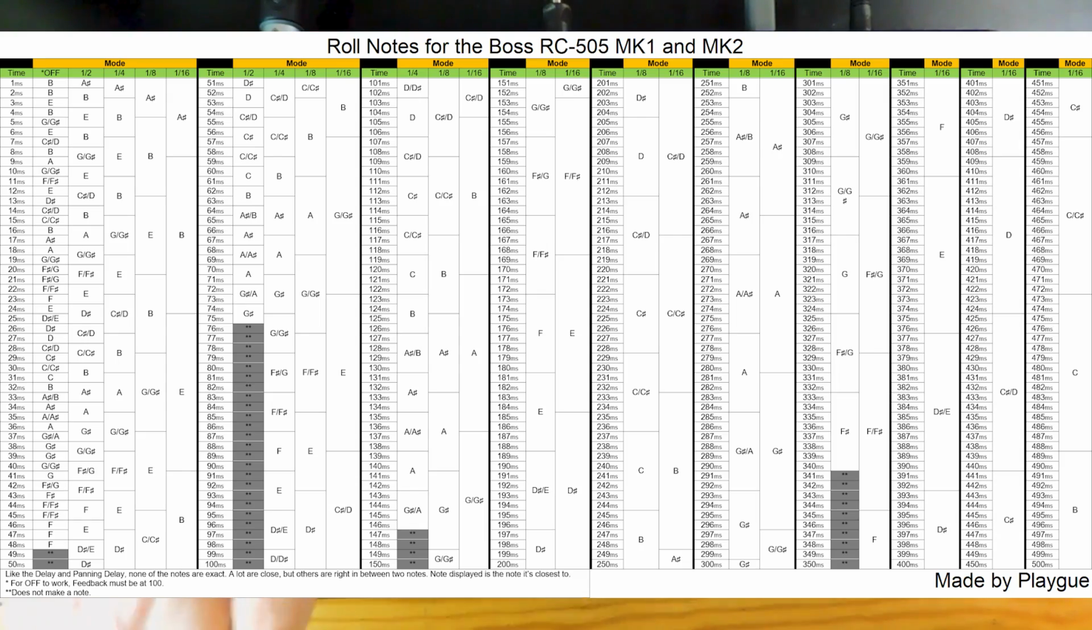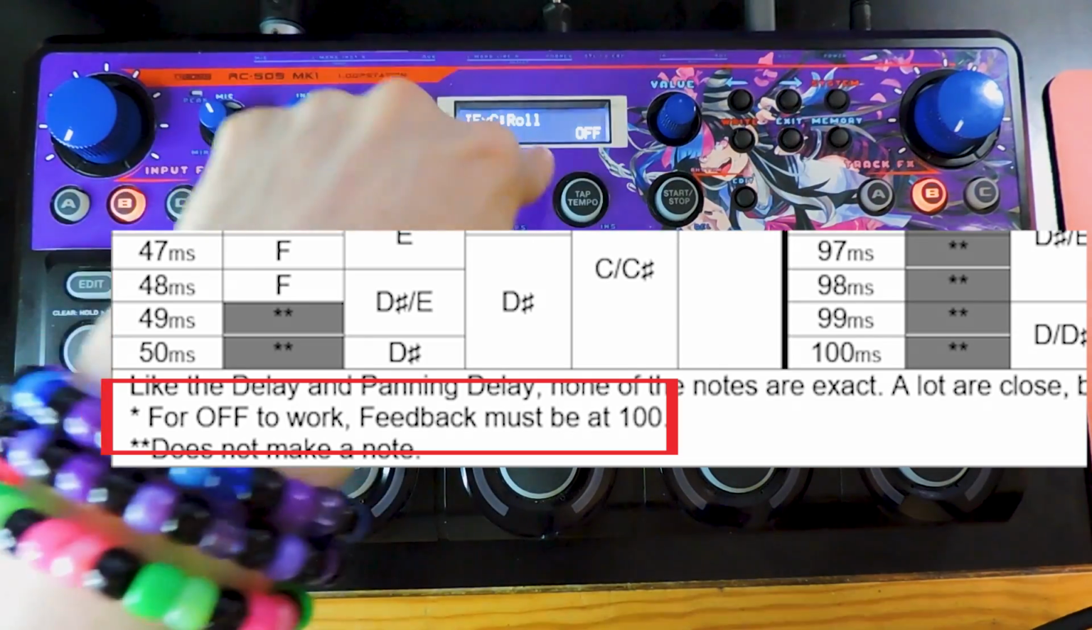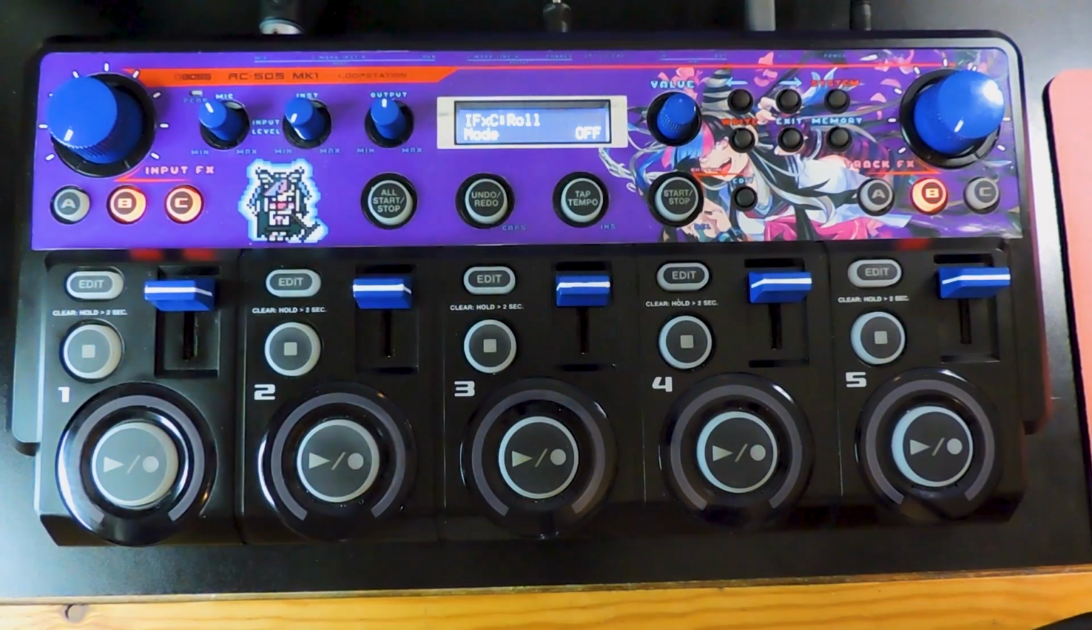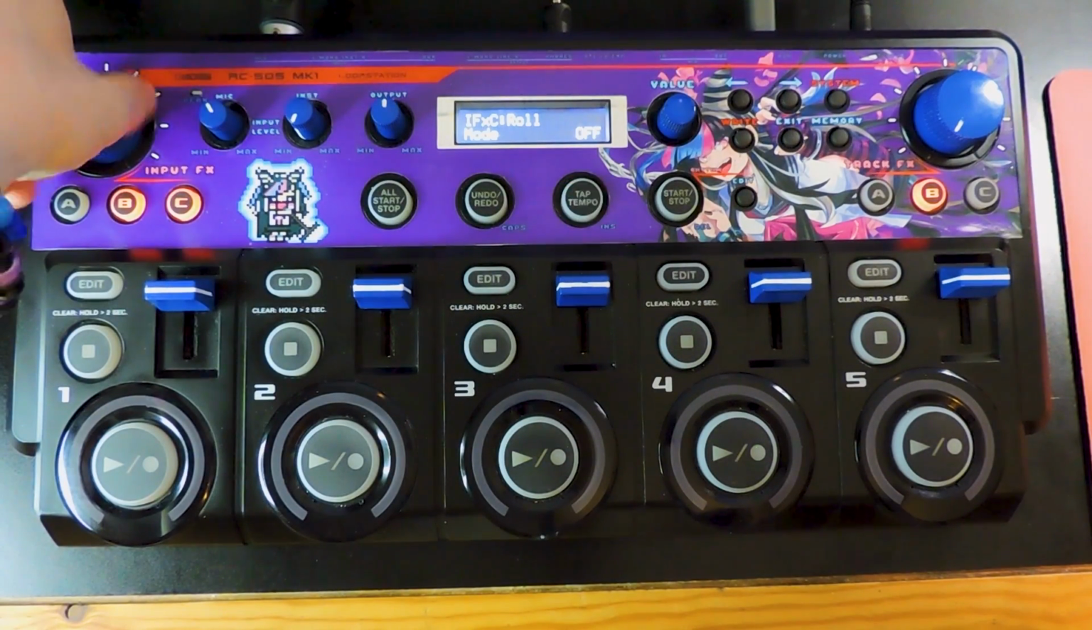But wait, that didn't do anything. Oh, because if you look at the note, it says it has to be feedback 100 for mode off. So now, these are all F notes.